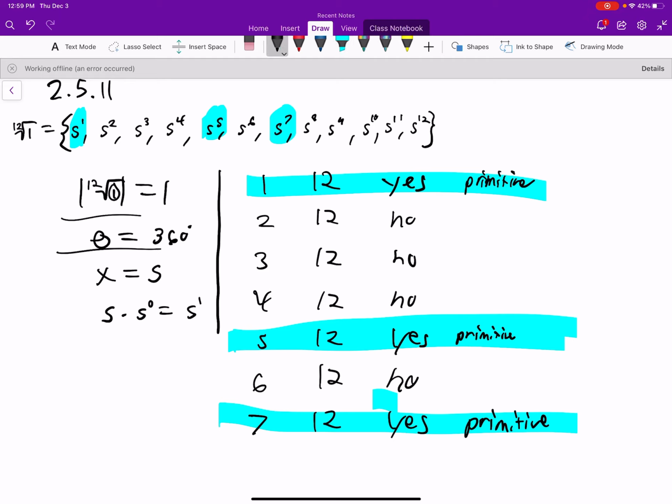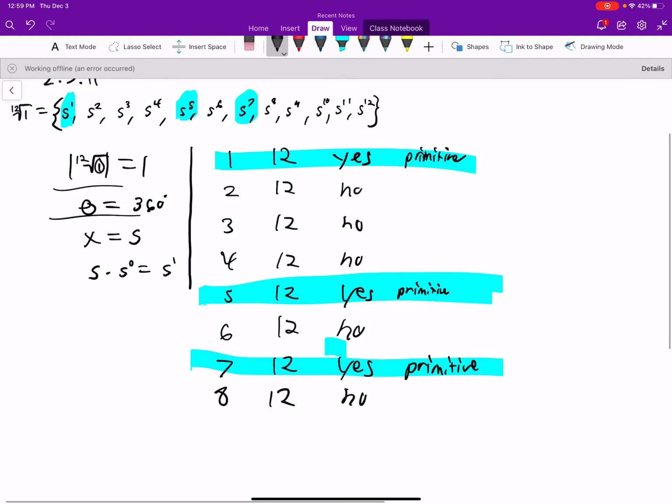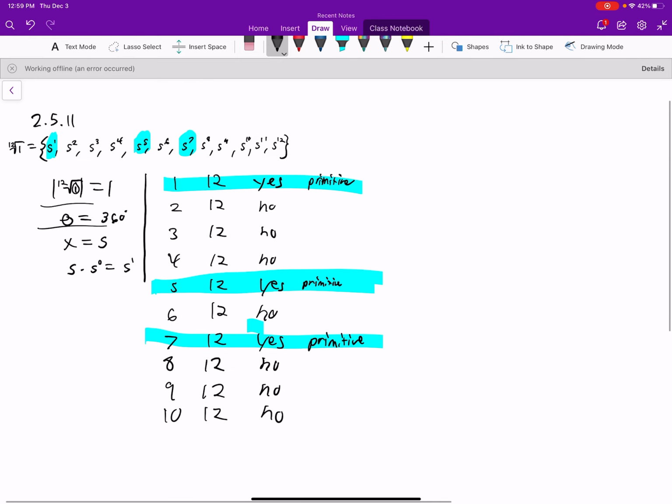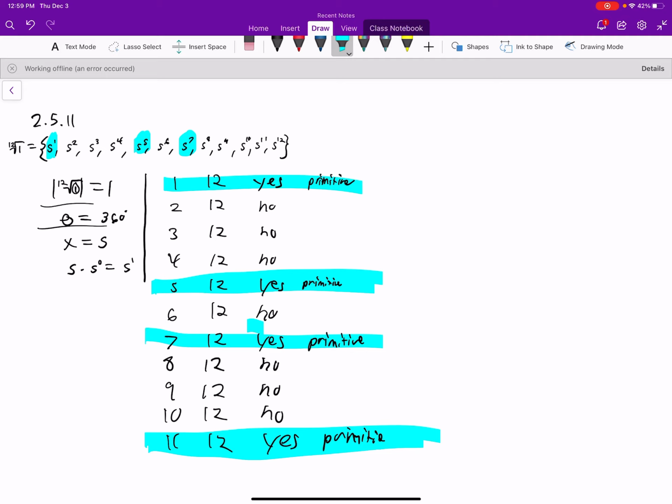All right, so let's look at 8 and 12. No. 9 and 12. No. 10 and 12. No. 11 and 12. Yes. So there's a primitive element there. So right here. So there you go. Those are the 4 primitive elements. And yeah, there you go. They need to be relatively prime.